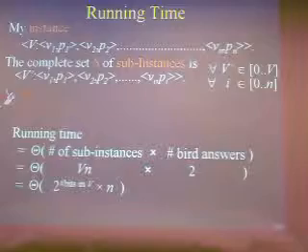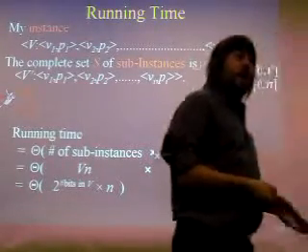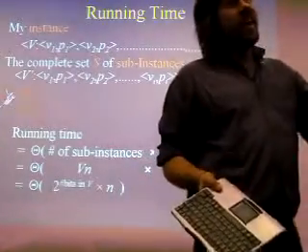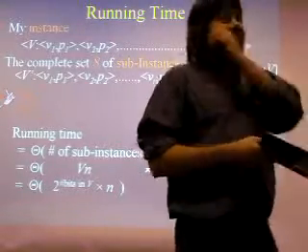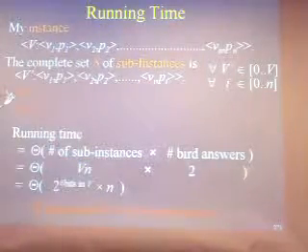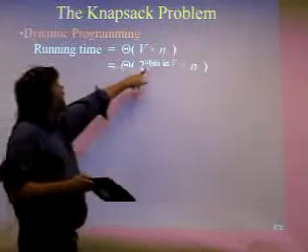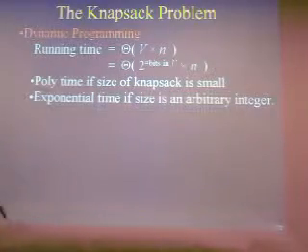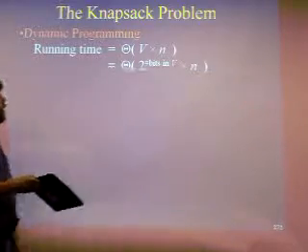That's why I get big on this. Otherwise we get confused, right? We learn dynamic programming and we say, here's a great polytime algorithm for it. And then we move over to NP completeness and I say, hey, Knapsack's NP complete, and you're going to get confused, right? So dynamic programming takes this much time, which is polytime if the knapsack is small, exponential time if the size of the knapsack is an arbitrary integer, right?